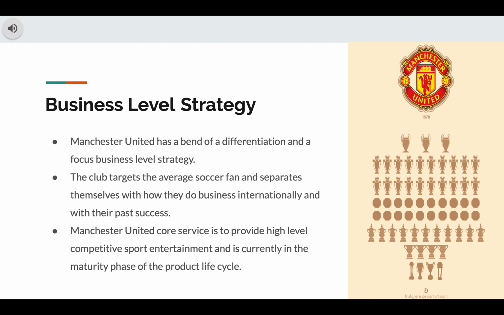Manchester United's core service and product is professional competitive soccer entertainment. We believe that looking at the league, the English Premier League that United belong to, makes it clear that they are in the maturity phase of the product lifecycle. We think this because they've already reached their rapid growth phase, and they're still making money, but they're not on the decline.